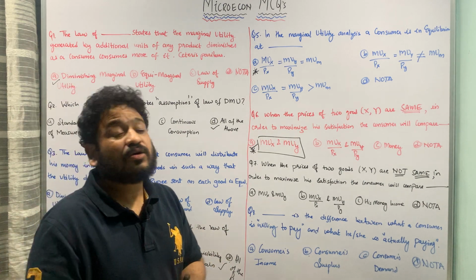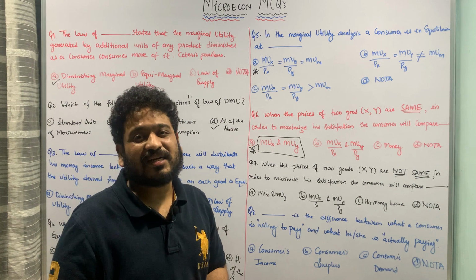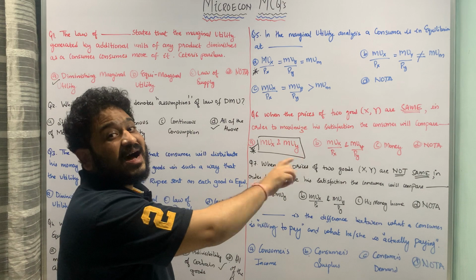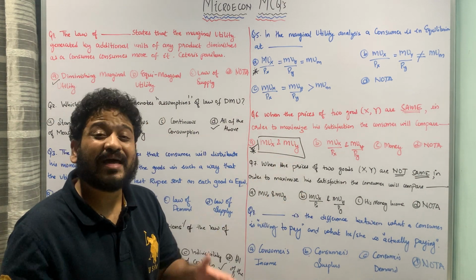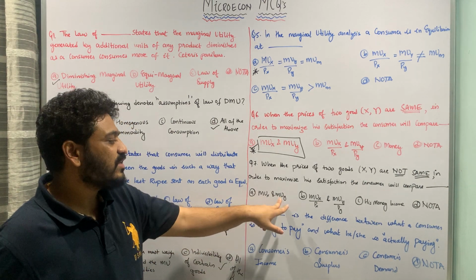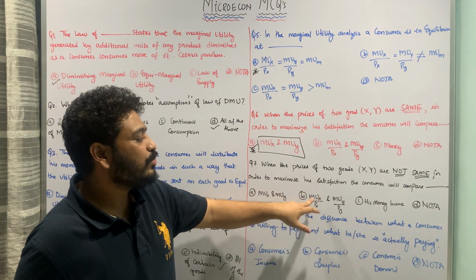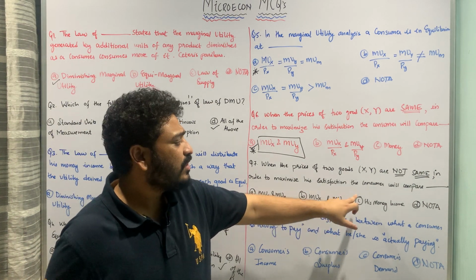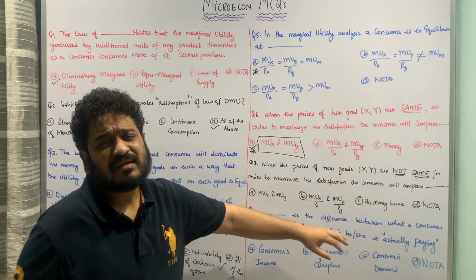Now what will happen if the prices of the two goods in question are not the same? Then how will the consumer maximize his satisfaction? So let us look at how the question is framed. When the prices of two goods x and y are not the same, in order to maximize his satisfaction, the consumer will compare what? Will he compare marginal utilities of these two goods, that is marginal utility of x and marginal utility of y, or the ratios of marginal utility of x to price of x and marginal utility of y to price of y, or will he introspect or compare his money income, or none of the above.